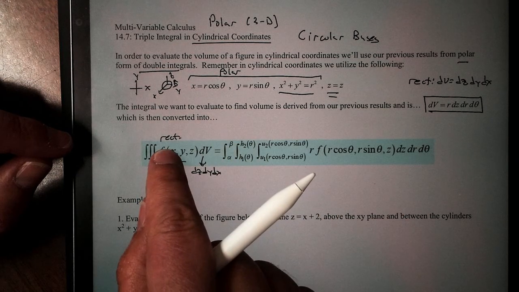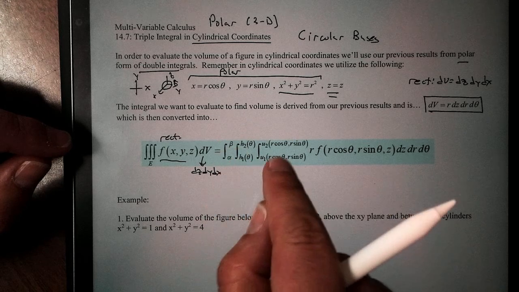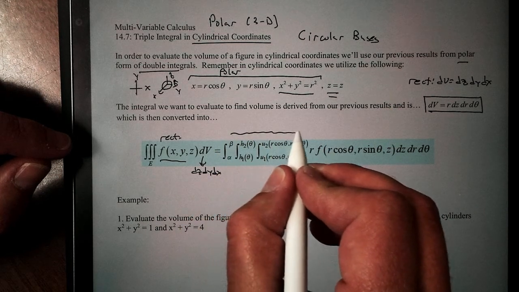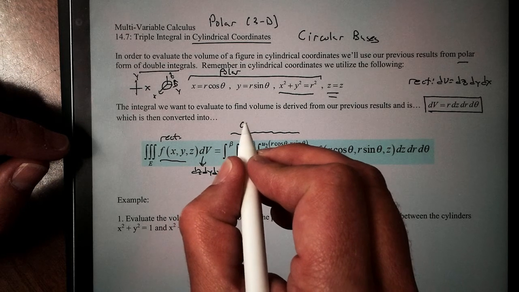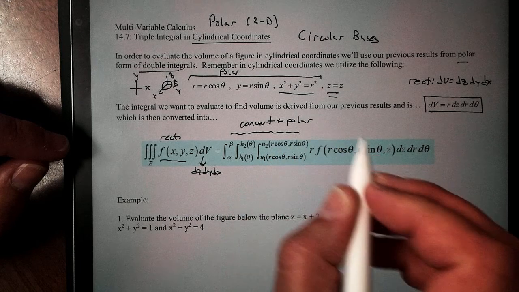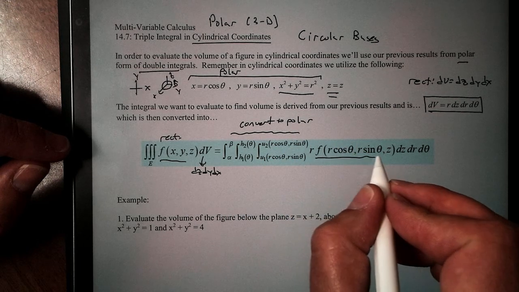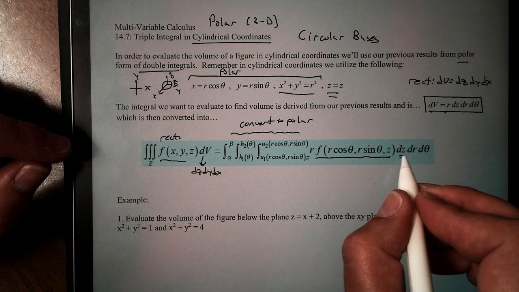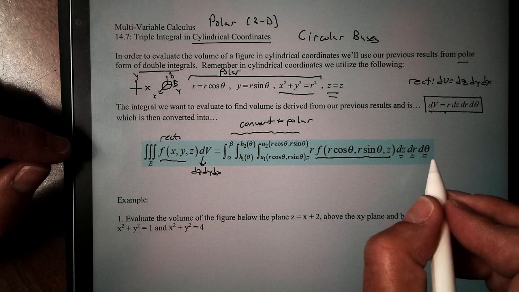To convert it to polar, we have all of this right here. That looks really messy, but all this is saying is to convert to polar. That's all that really says right there. Convert to polar. Don't forget we have our r, dz, dr, d theta. Three variables.